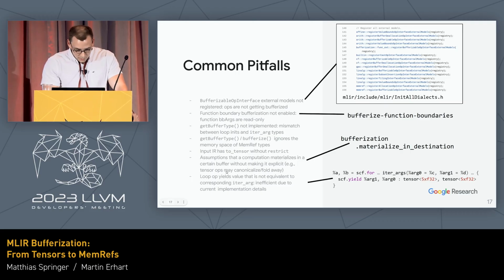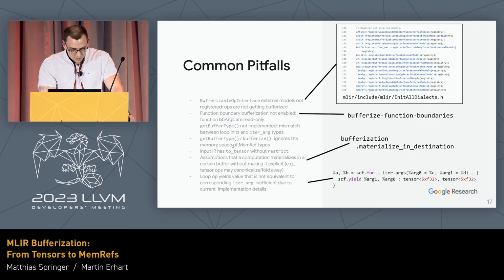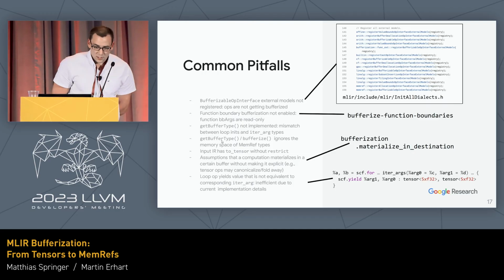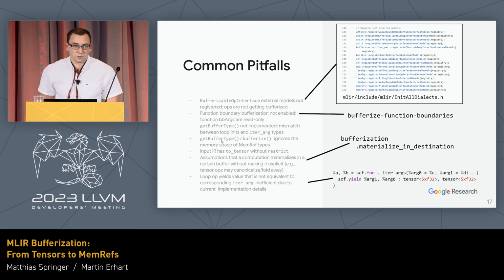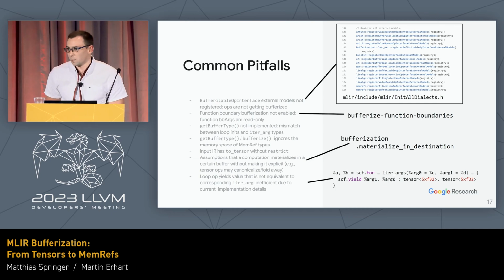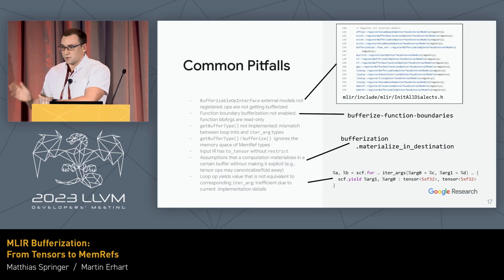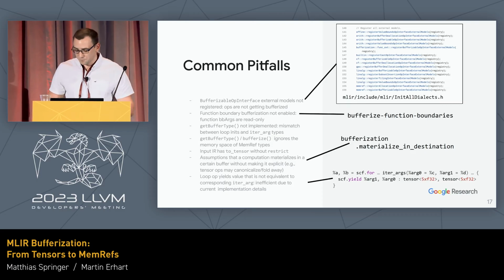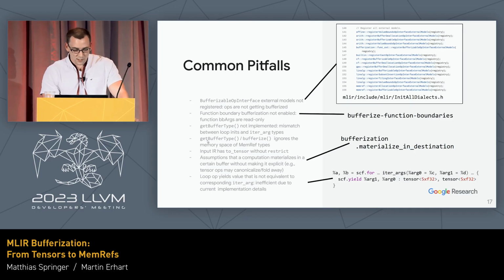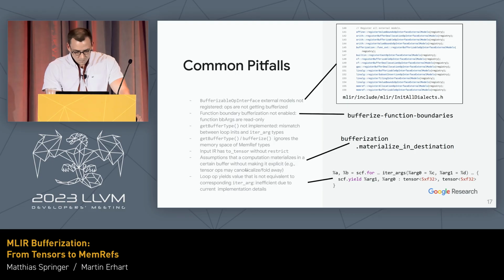Another common one is input IR with two tensor ops but without a restrict keyword, or that you completely ignore the memory space. If you just care about CPU compilation, that may be fine. But if you do GPU compilation, it's important to put the right memory space for shared memory and so on. So you have to take care of that in the getBufferType and bufferize functions.